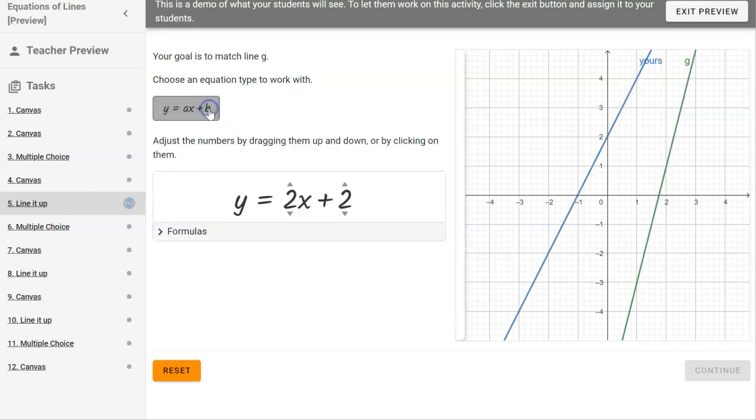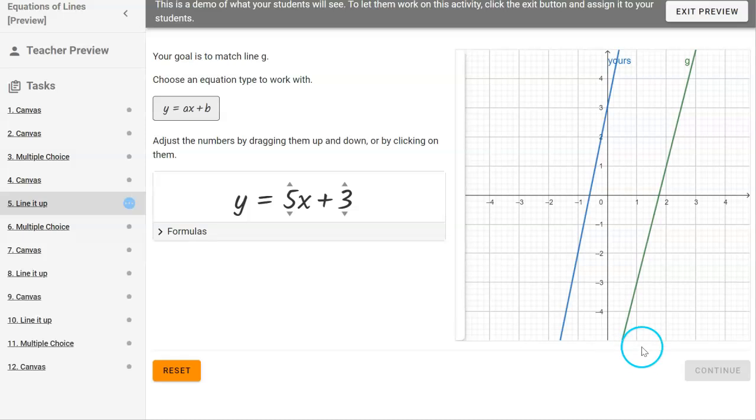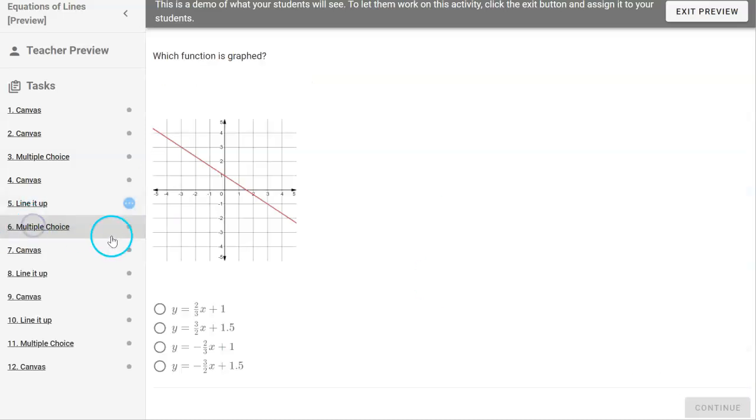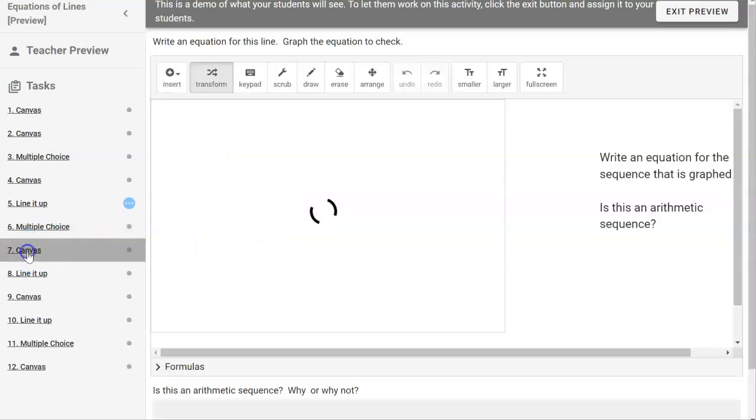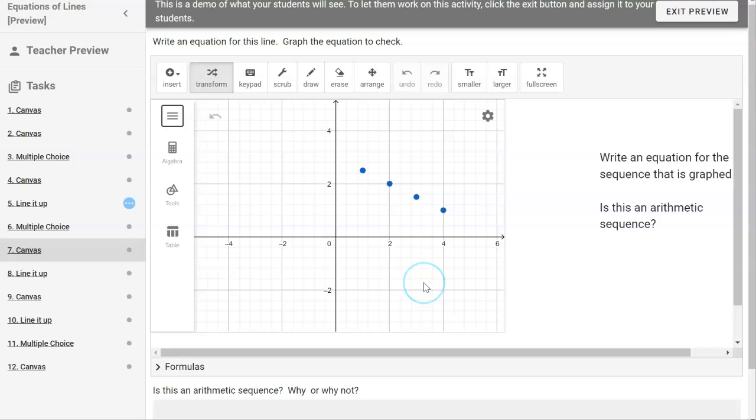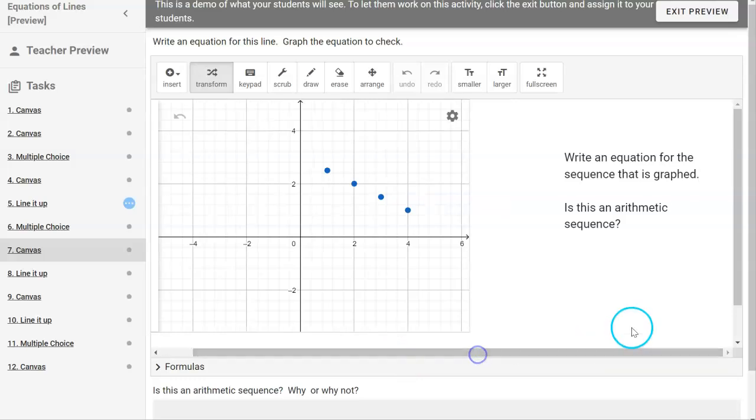So when they click here, they're going to move these values up and down in order to get this line to match that line. So I'm not going to do it for you, but once it is correct, this will turn green and they'll be able to go to the next slide. This is a multiple choice test. If it's correct, this will pop up green with a check mark. Now they're creating an equation for the sequence and it will connect the dots, but we know the graph of a sequence doesn't really connect the dots, so this is just a means of checking their equation.